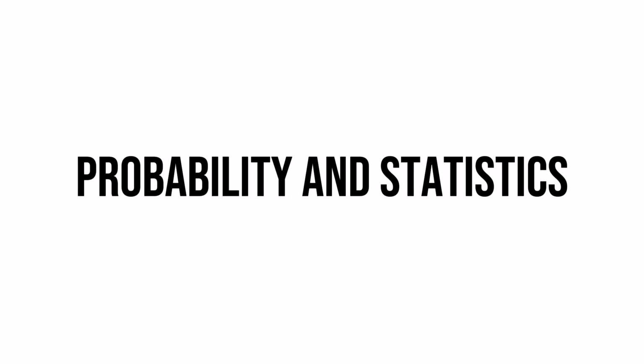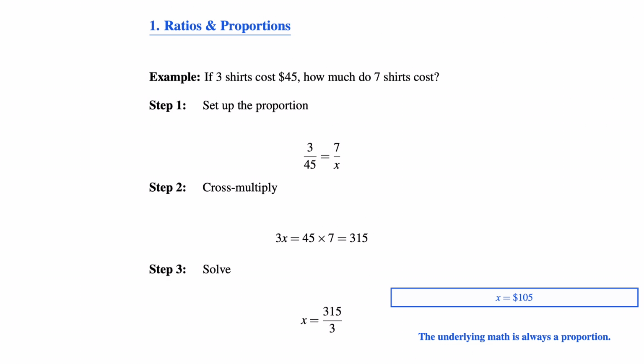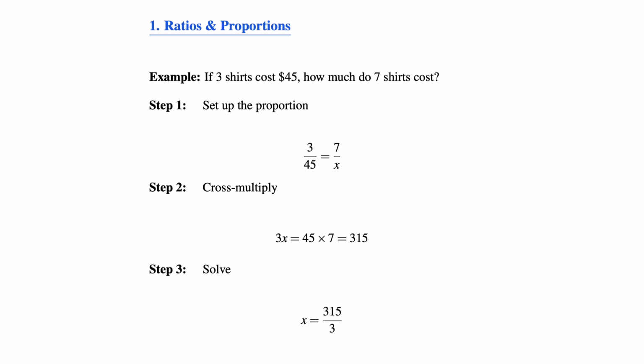Probability and statistics. Ratios, rates, and proportions. If you can cross-multiply, you can handle most of these. If 3 shirts cost $45, how much do 7 shirts cost? Set up 3 over 45 equals 7 over x. Cross-multiply, solve. The SAT will dress these up in word problems, but the underlying math is always a proportion.